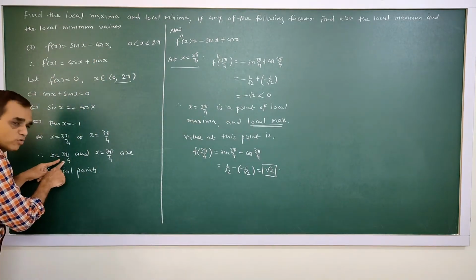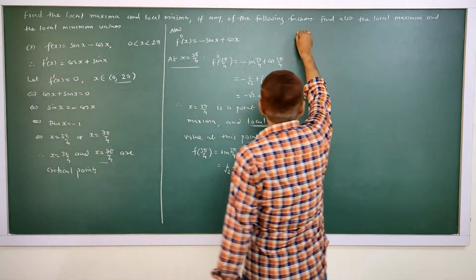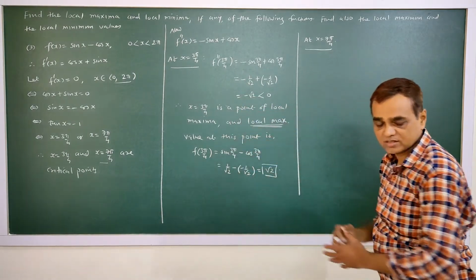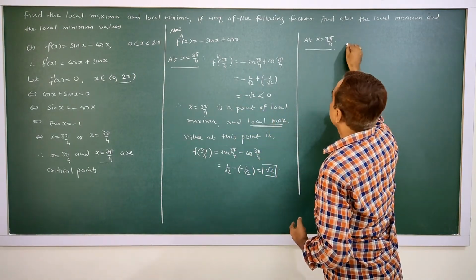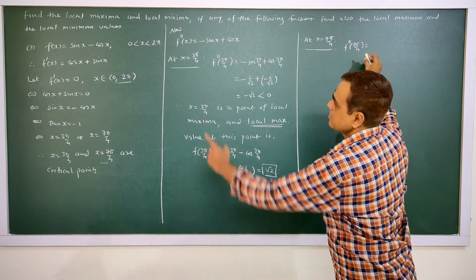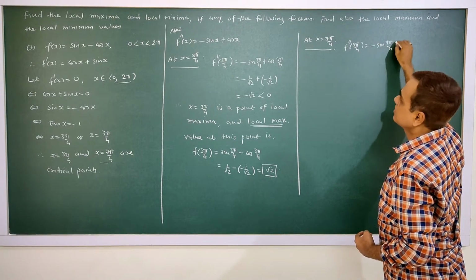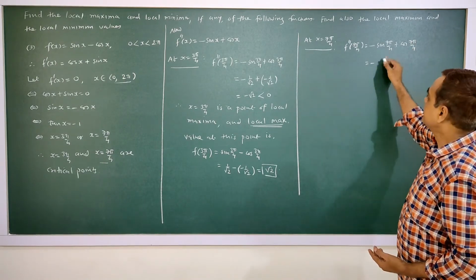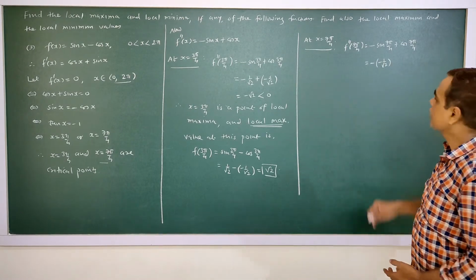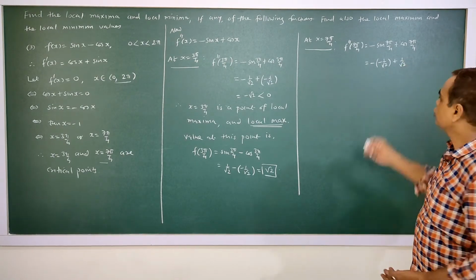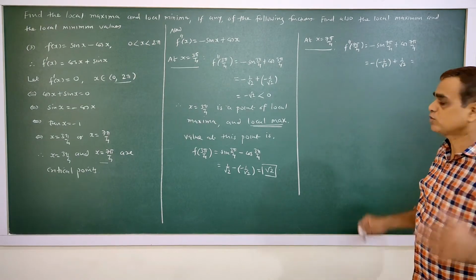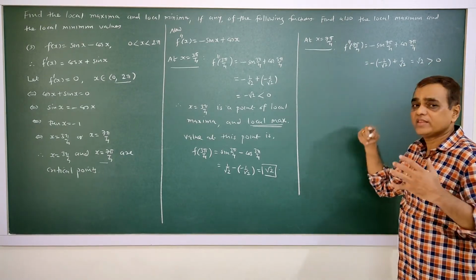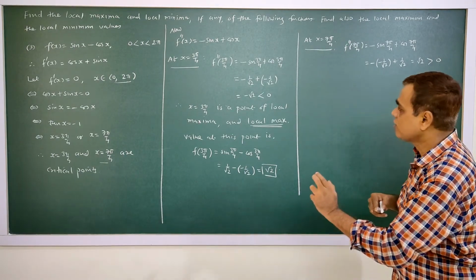So this is the local maximum value. So the discussion is over for 3 pi by 4. Now the discussion for 7 pi by 4. So at x equal to 7 pi by 4, we repeat this procedure. Put this value in f double dash. F double dash of 7 pi by 4 is minus sin 7 pi by 4 plus cos 7 pi by 4. These values are in the fourth quadrant. Sin 7 pi by 4 is minus 1 by root 2. Cos 7 pi by 4 is plus 1 by root 2. So this is 1 by root 2 plus 1 by root 2, 2 by root 2, which is root 2. This is more than 0.